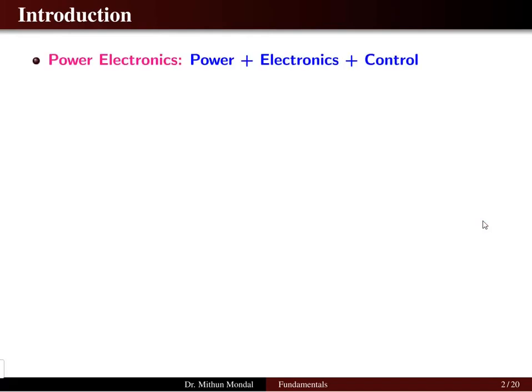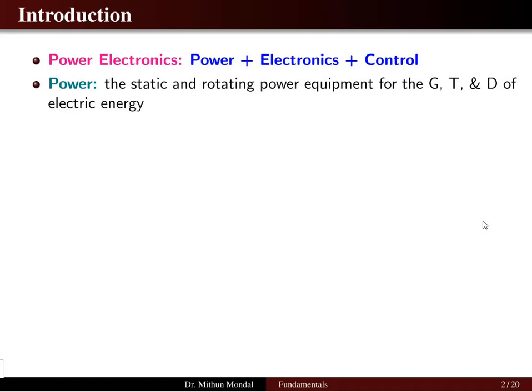Power electronics is a combination of three important aspects: the power, that is electric power; the components, which are in the form of electronics or electronic components; and the control technology, how we can control the power in this electronic circuit. When we talk about the power, it is the static and the rotating power equipment which are basically producing the power for the generation, transmission and distribution of electrical energy.